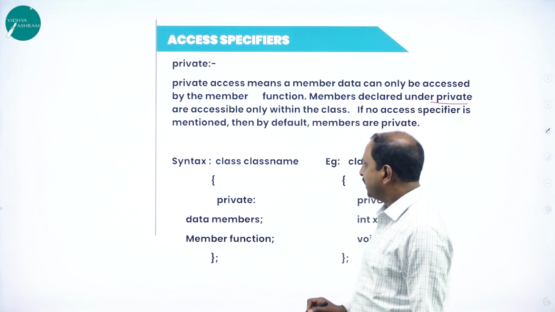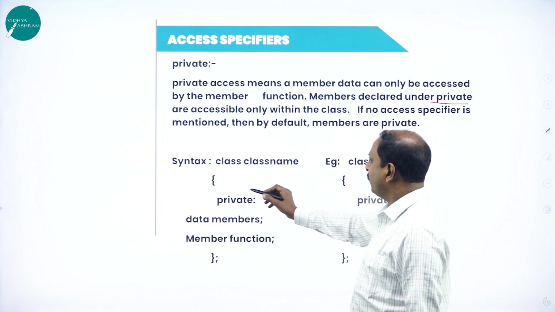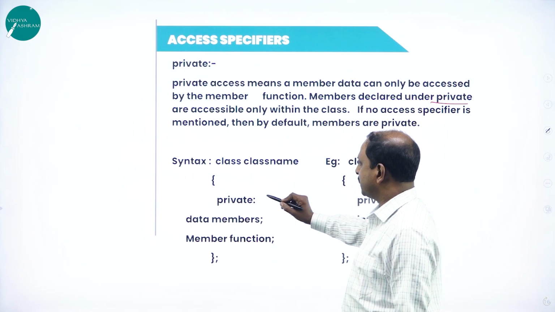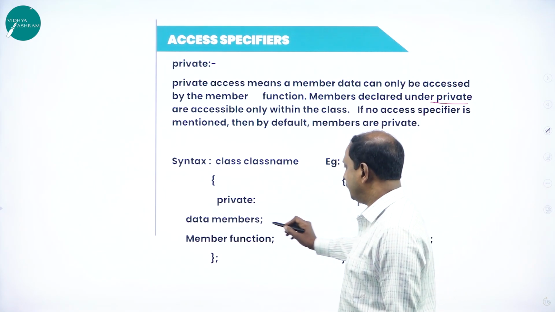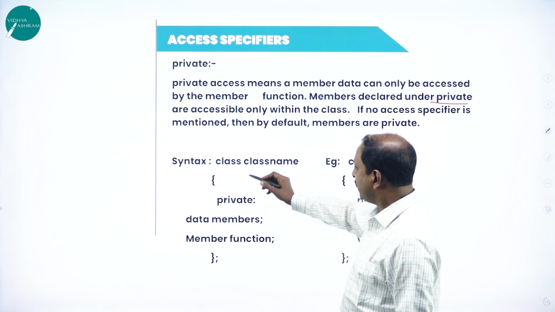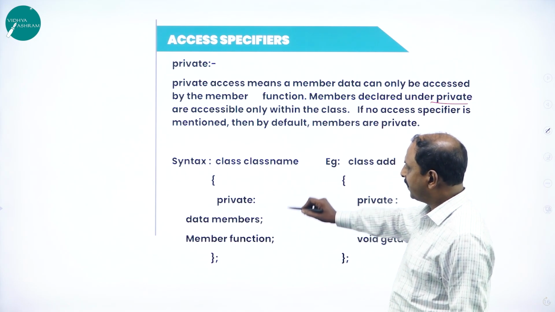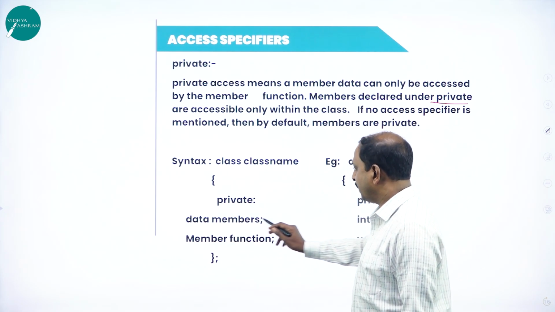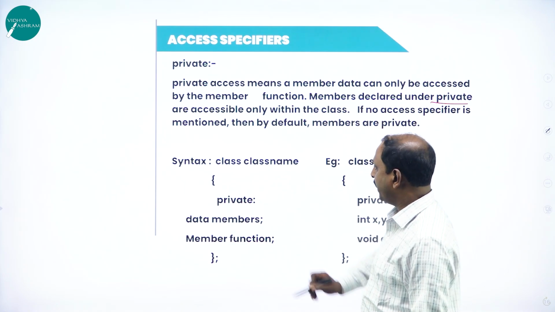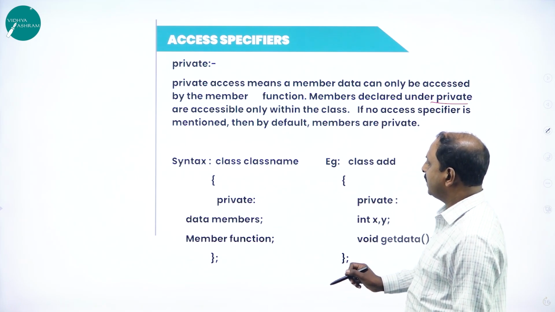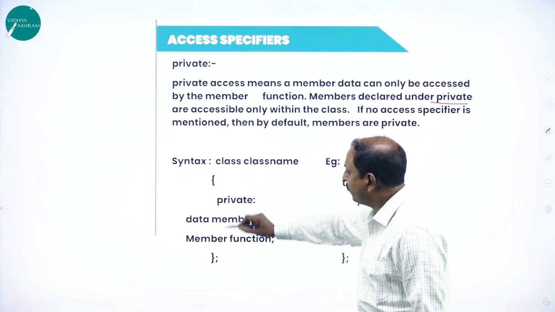Now look at the syntax. Here the syntax is class name, open the bracket, and here we have to write the private access specifier with the colon, and here we are going to declare data members and member functions. Then we have to close the class with a semicolon. This is an example where we have defined the data members and member functions under access specifier private. So the meaning of this is these data members are available only within the class.